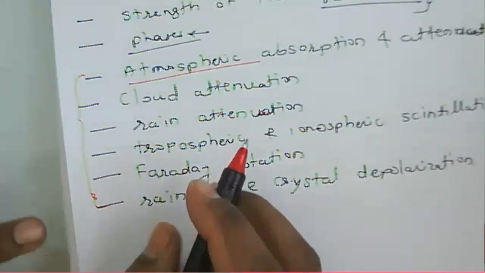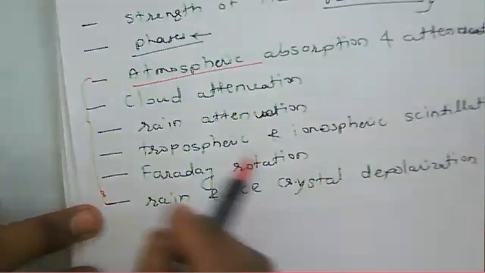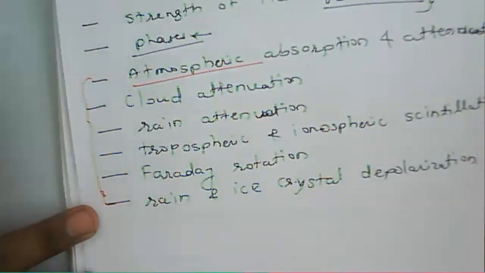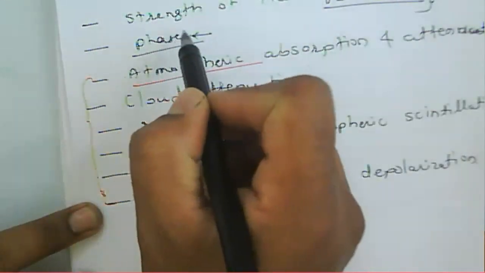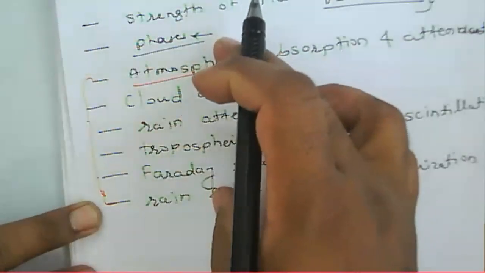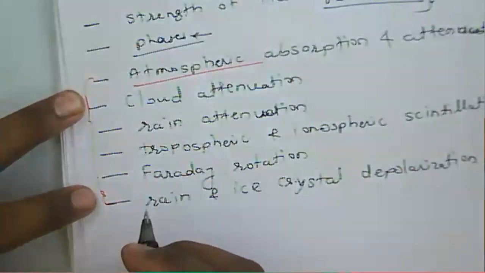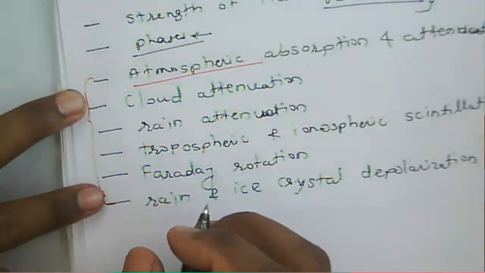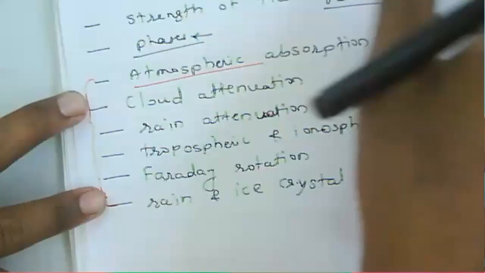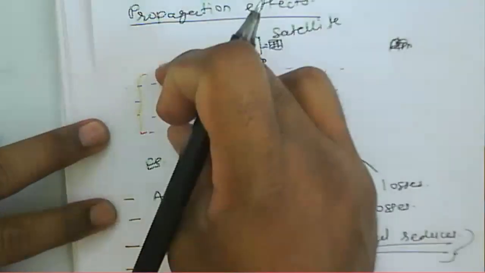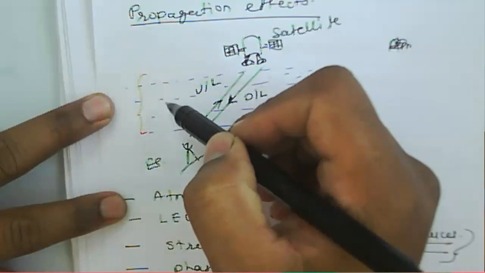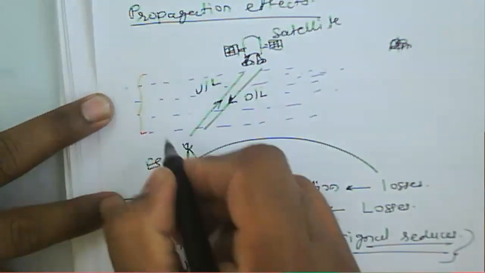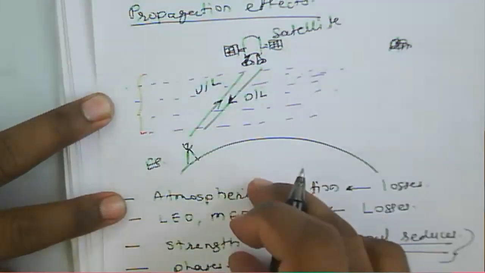Because of Faraday rotation, the signal reduces. Because of rain and ice crystal depolarization, your signal reduces, or its phase changes. So we are talking about the signal reducing as well as changes in the phase because of all these factors. Now we consider that when absorption or phase changes occur, we can say that signal reduction takes place in this particular region. That is because of the atmospheric condition.